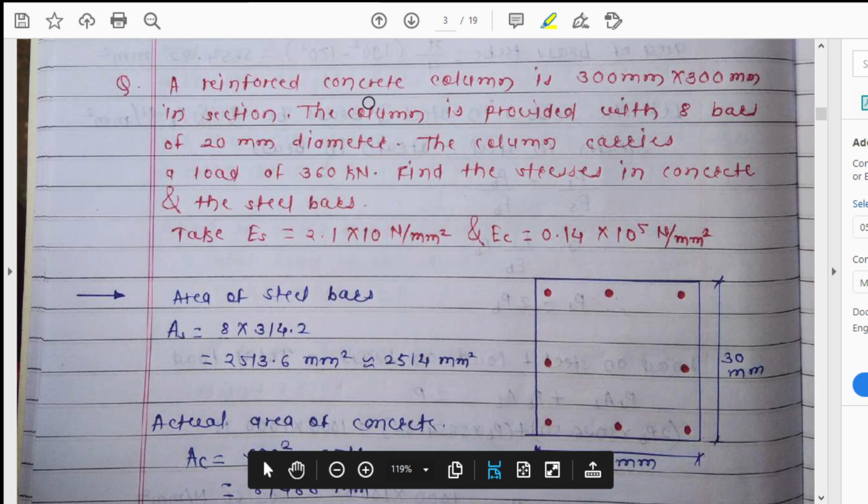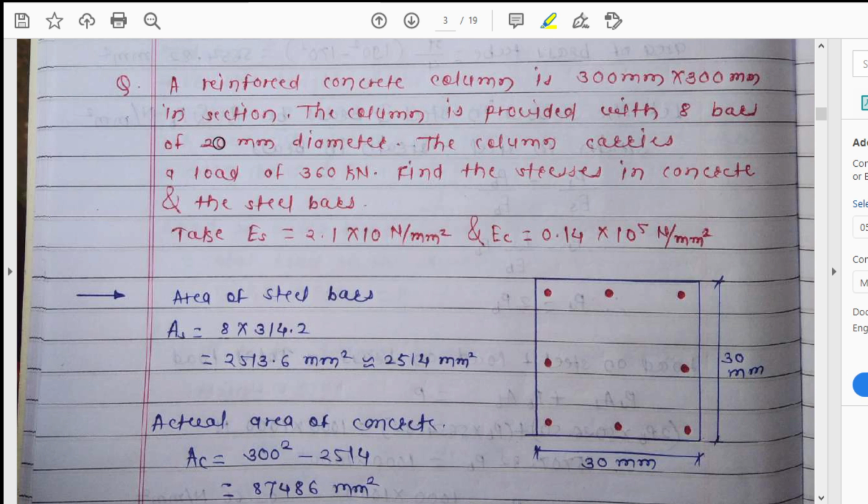Okay, a reinforced concrete column is 300 mm by 300 mm in section. The column is provided with 8 bars of 20 mm diameter. The column carries a load of 360 kilonewtons. Find the stresses in concrete and steel bars. ES is 2.1 × 10^5 and EC is 0.14 × 10^5 newtons per mm square.